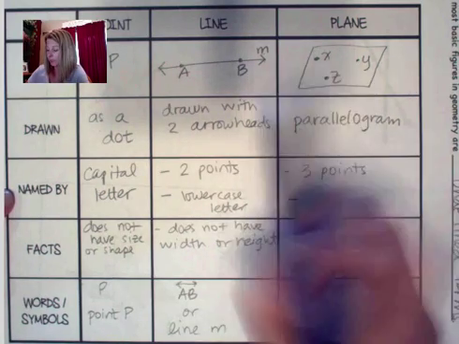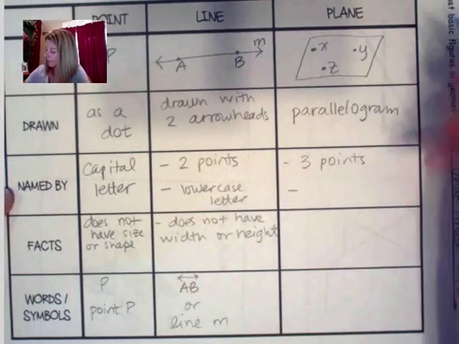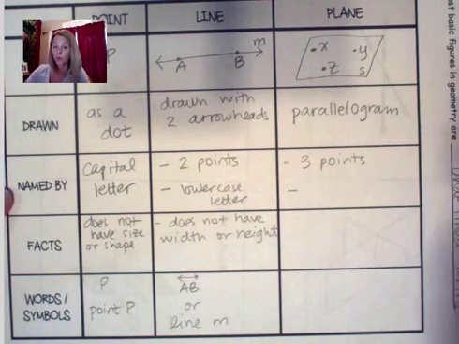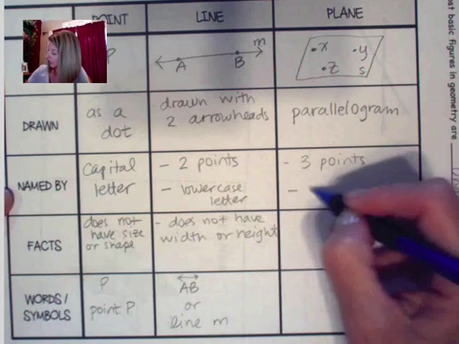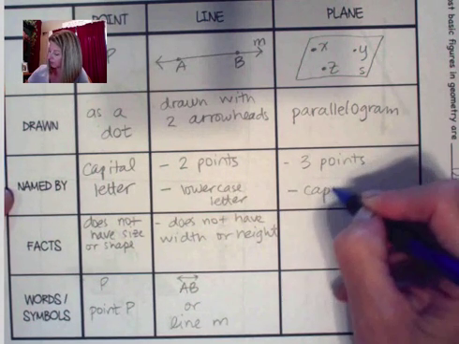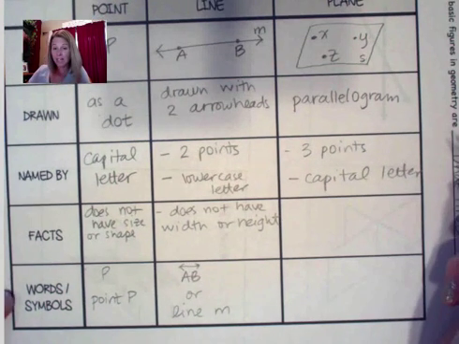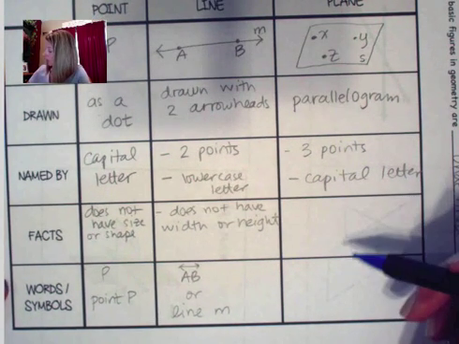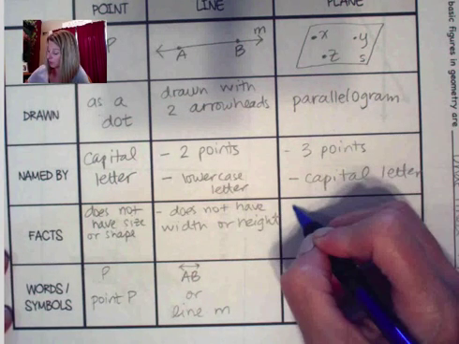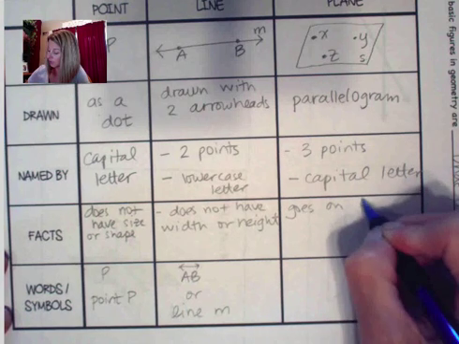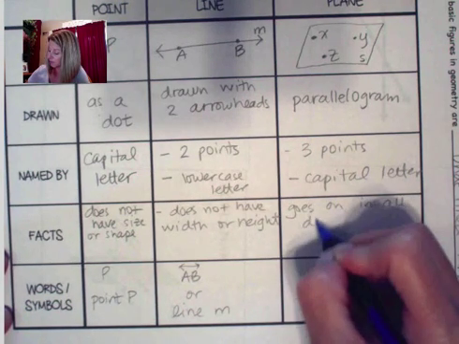Or just like a line, we had this lowercase letter. We're going to have the same thing here, only it's a capital letter. So I'm going to write an S in the corner. This is also called plane S. So I'm going to write here capital letter. A fact about a plane: it goes on, as I said earlier, in all directions forever.